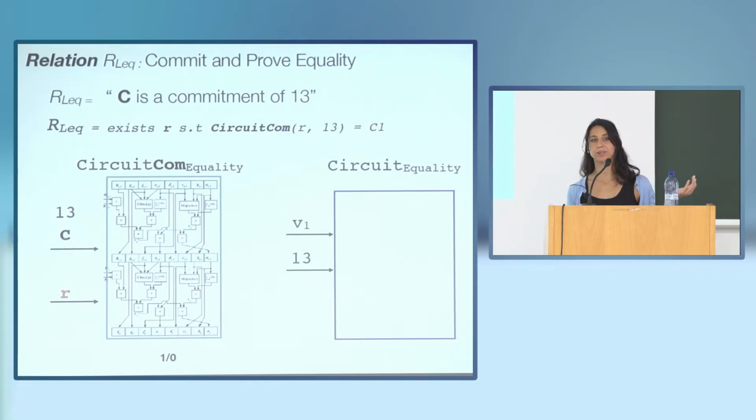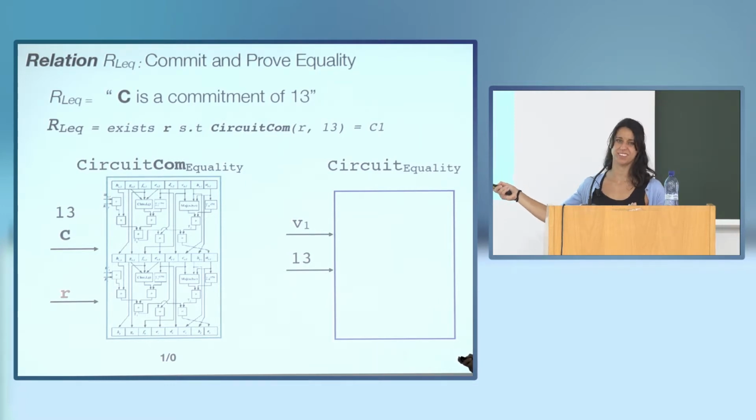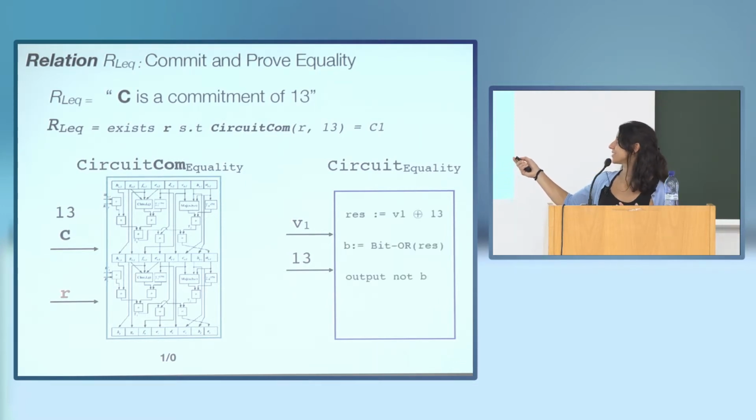If I didn't have to deal with the commitment, but I just have to deal with equality, then my circuit will be much simpler. So if I have to prove that I know a secret value V1, which is 13, the circuit is just, do the XOR, and then do the OR of the output, and output not B. So that's all the circuit of equality. And I don't know if you can, probably you can do it even better, but that's the first thing that came up in my mind.